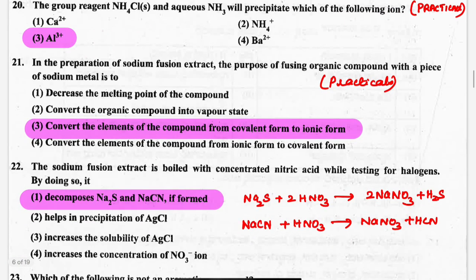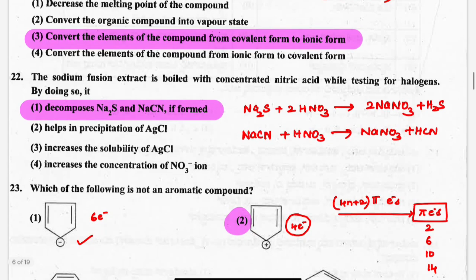And then in the preparation of sodium fusion extract, the purpose of fusing organic compound with a piece of sodium metal is to convert the elements of compound from covalent form to ionic form. The sodium fusion extract is boiled with concentrated nitric acid while testing for halogens. By doing so, it decomposes Na2S and NaCN if formed. So you can see this is the reaction. If it is formed, it will be decomposed.